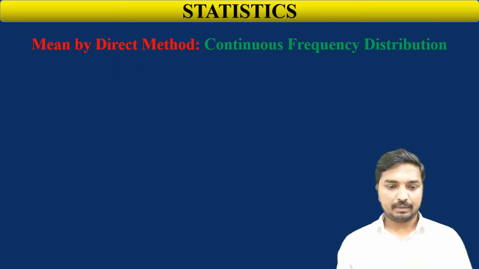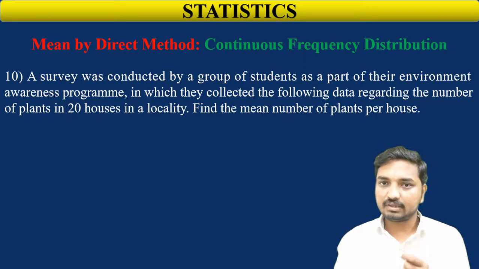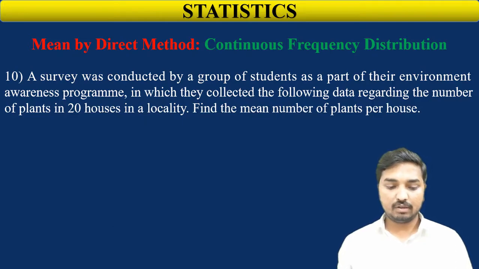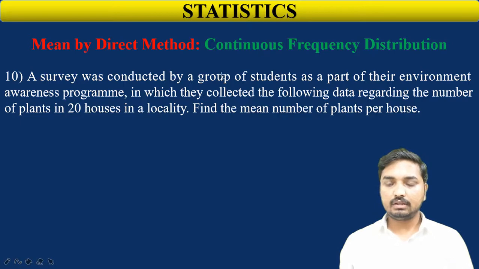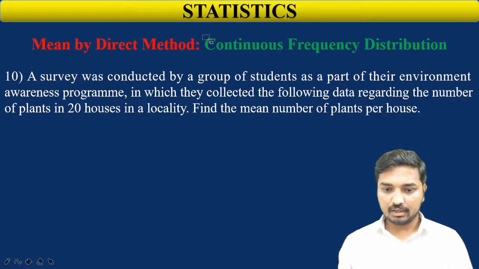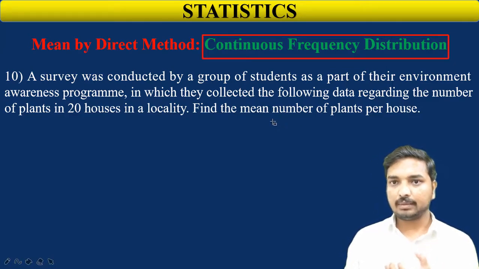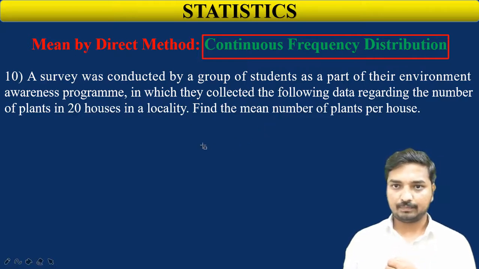Now look at the heading, mean by direct method. I'm going to calculate the mean first by using the direct method. And what type of frequency is it? It is a continuous frequency distribution. In the previous class we studied the same thing for discrete frequency distribution. Now the first problem is already on the screen.